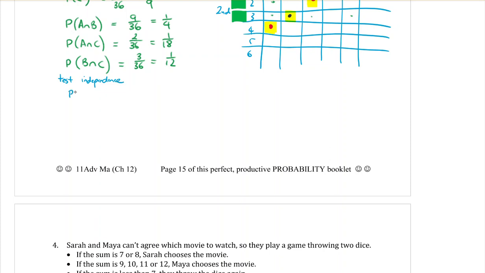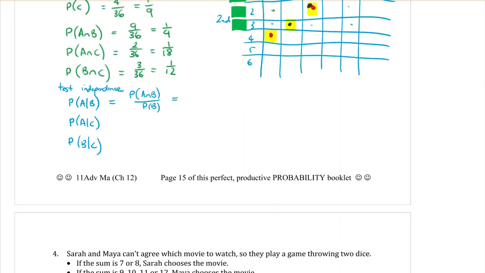Okay, so I've got to test all 3 possibilities here. A given B, I need to test probability of A given C and probability of B given C. So I need to modify my formulas a bit. If I want to find the probability of A given B, using the formulas from the previous page, that's going to be the probability of A and B over the probability of B.